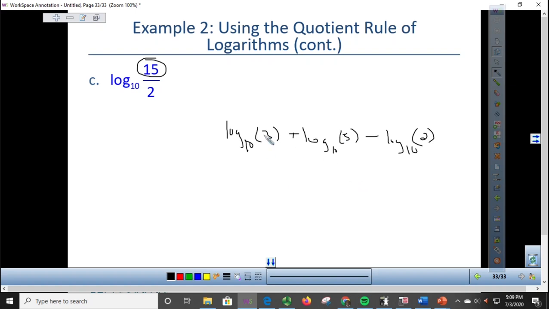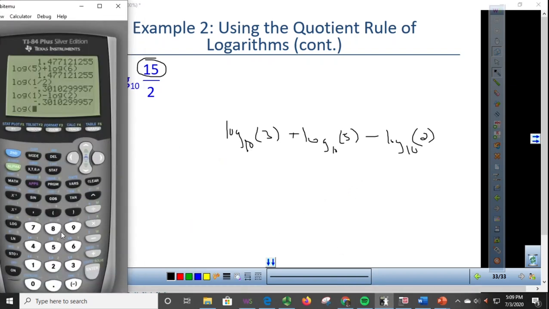Okay, so when I'm looking at this, I can just plug this right into my calculator. I can say log base 10 of 15 divided by 2, and I get 0.8751, right? Or I can say log base 10 of 15 minus log base 10 of 2, and I get 0.87501. Or I can say log base 10 of 3 plus log base 10 of 5 minus log base 10 of 2, and I still get the exact same answer, right? It's just by utilizing those different properties. All right.